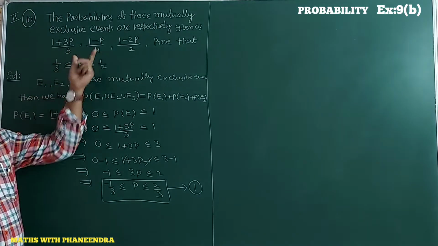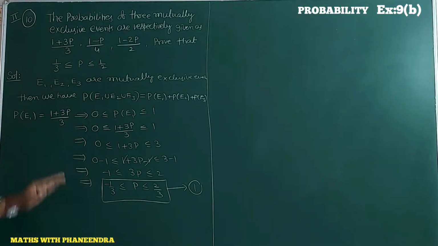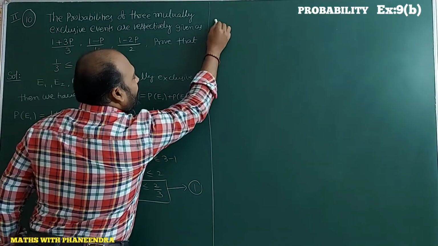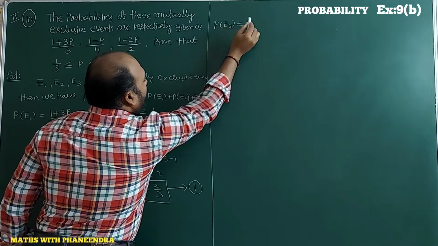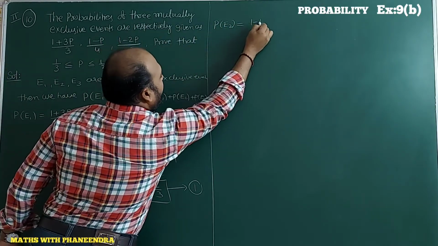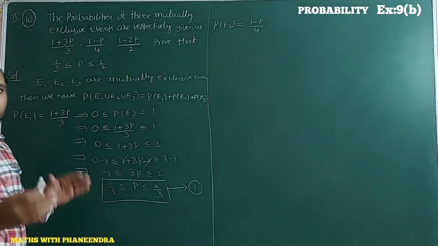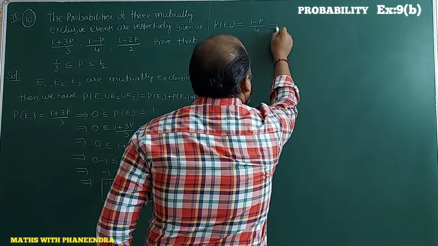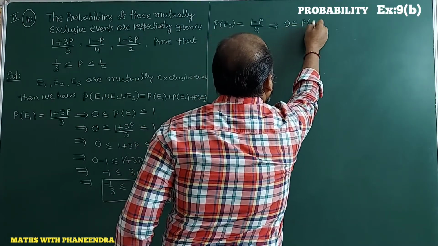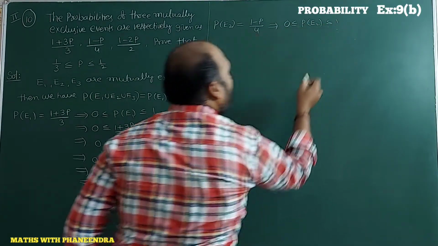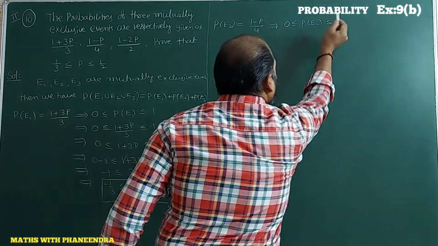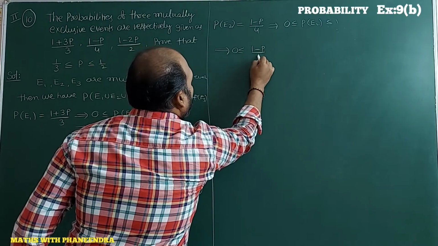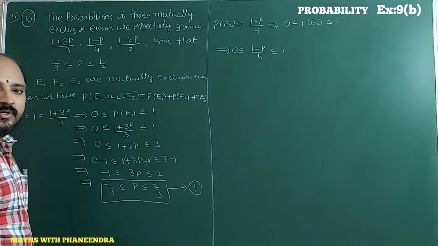Similarly, you take the second probability, P of E2. In a similar way you can do that. I am doing it here. P of E2 is equal to (1 minus p) divided by 4. So probability lies between 0 and 1 only, no? Like this you write it. That implies 0 is less than or equal to P of E2 is less than or equal to 1. So 0 is less than or equal to (1 minus p) by 4 is less than or equal to 1.